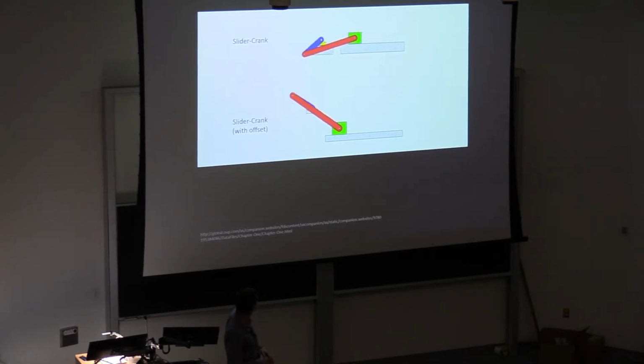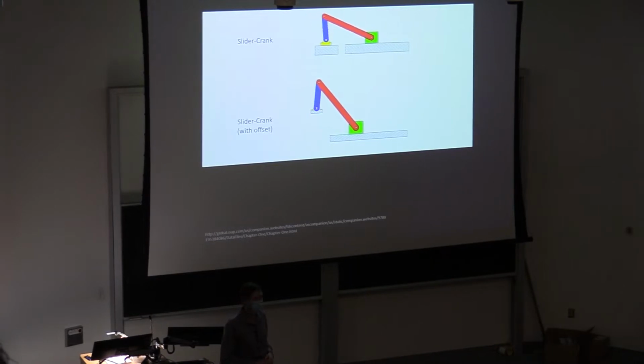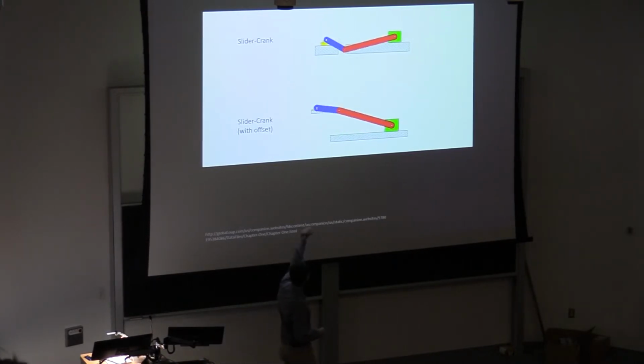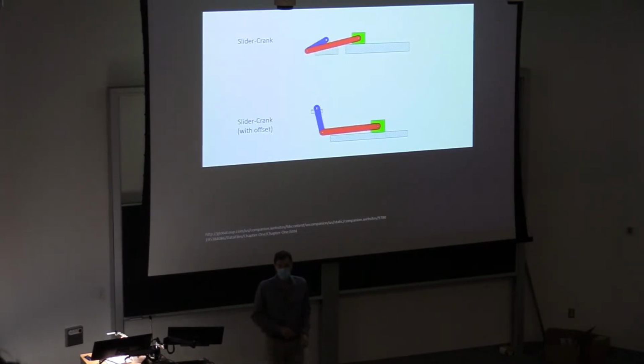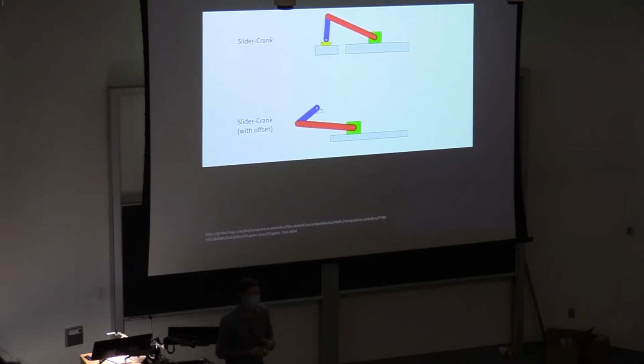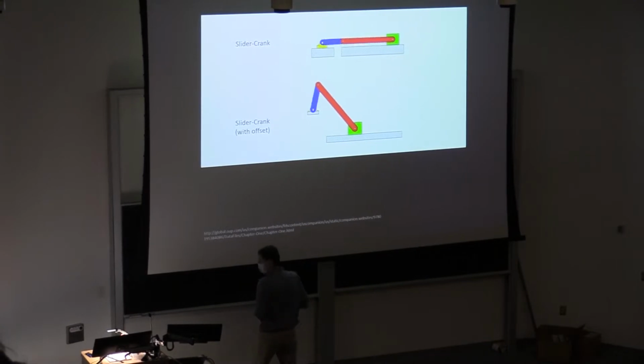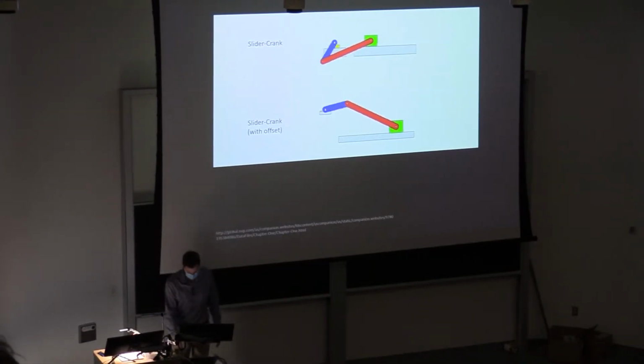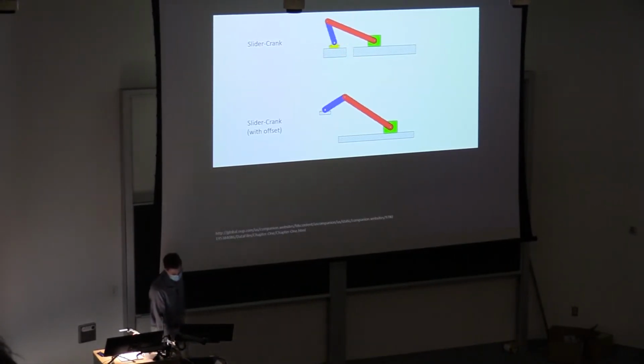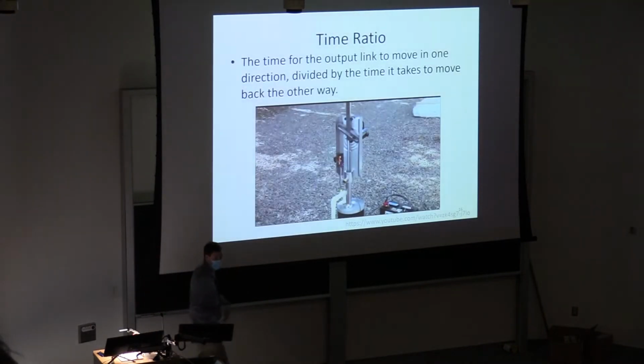This one below is not symmetric. By lowering the ground or raising that pivot point, it's skewed. One direction moves a little faster than the other direction. And so we're going to study this in some detail. It's hard to know just by looking at it what's happening. So we're going to make some diagrams and calculate it.